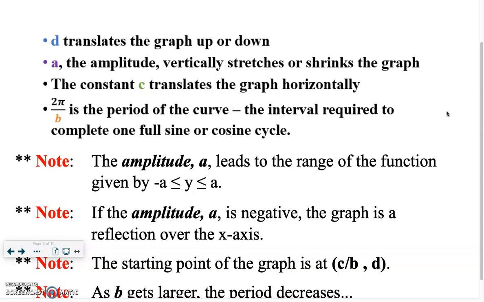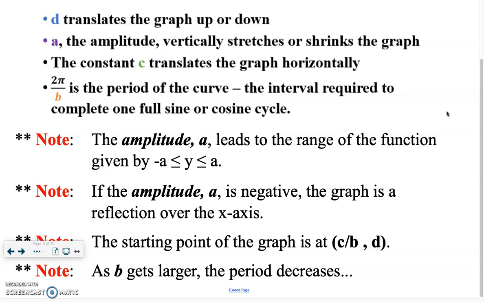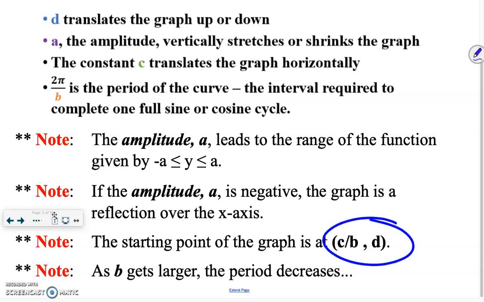All right, so again, amplitude, absolute value of A, that's going to lead to the range of the function. So how far are we stretching? What's the lowest point, all the way up to what's the highest possible point. If the amplitude is negative, that's when the graph has been reflected. So the way we've always looked at it is that if A is negative, we're experiencing a reflection in the graph. Once again, the starting point, I would circle this or highlight it or whatever it is that you need to do. C over B comma D.